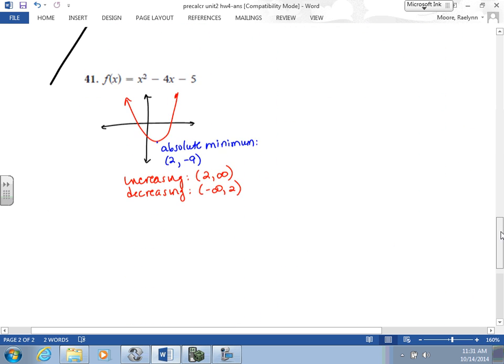Okay, 41 is a nice little parabola. And we have to find the turning point. You can find it on your table. You need these. Or you can do it using your minimum point. This is an absolute minimum because it's absolutely the lowest point there is.